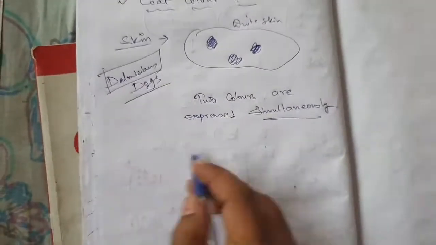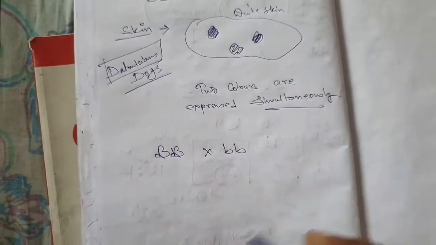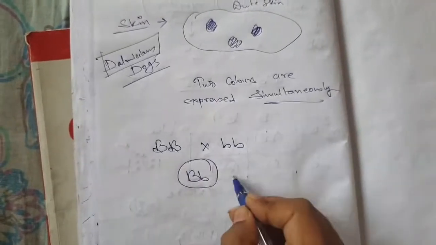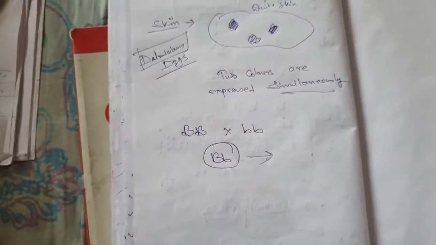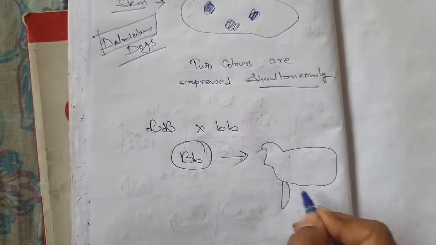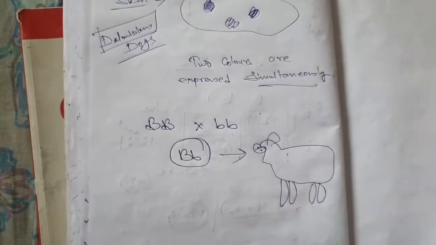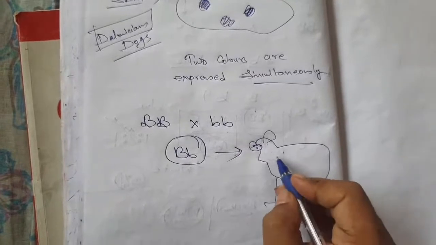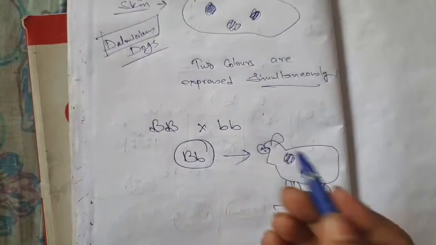Suppose, for example, a black cow is crossed with a white cow. Now the offspring will not show a grey color, which is incomplete dominance. It will show maybe black and white patches, which means both are interacting.